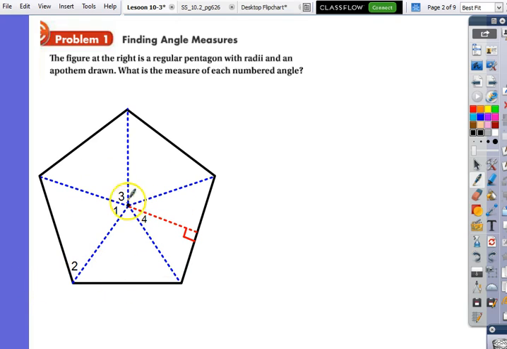So what have I done here? I've drawn the four radii inside this pentagon, and I've also drawn one of the apothems. And just knowing that it's a regular figure and just knowing how many sides it has, we should be able to figure out all of the other angles of this figure. So how would you do that? Well, let's think for a second.